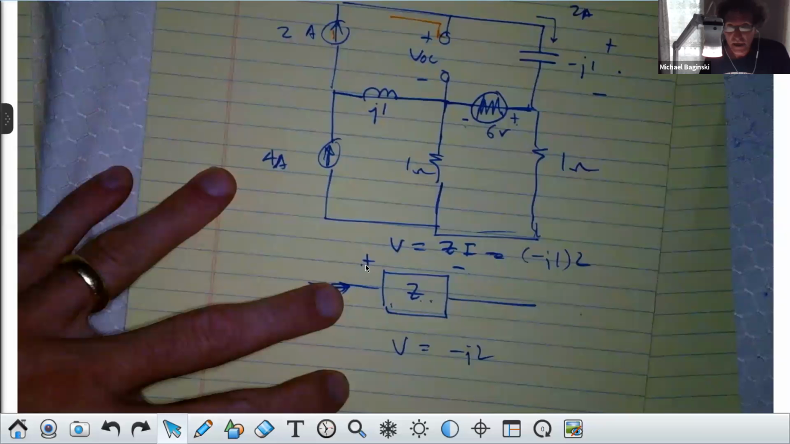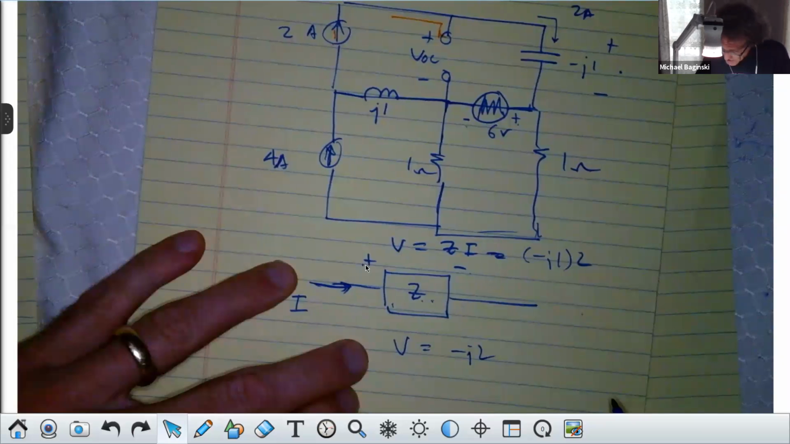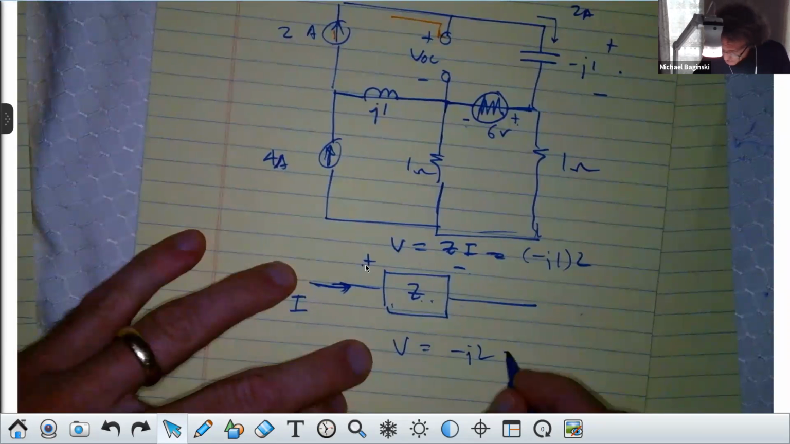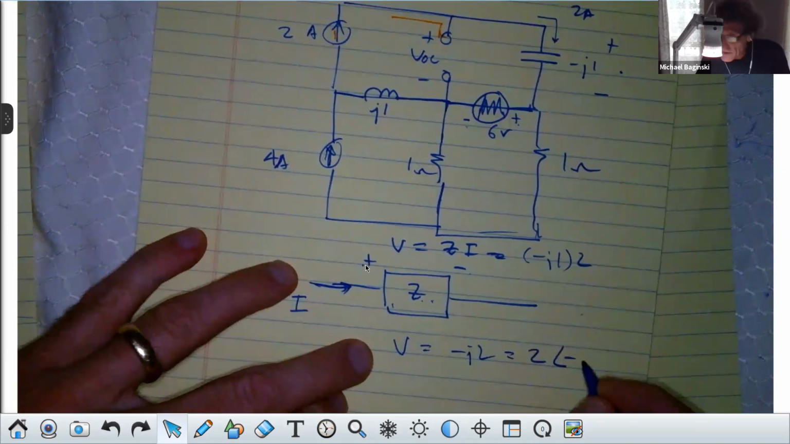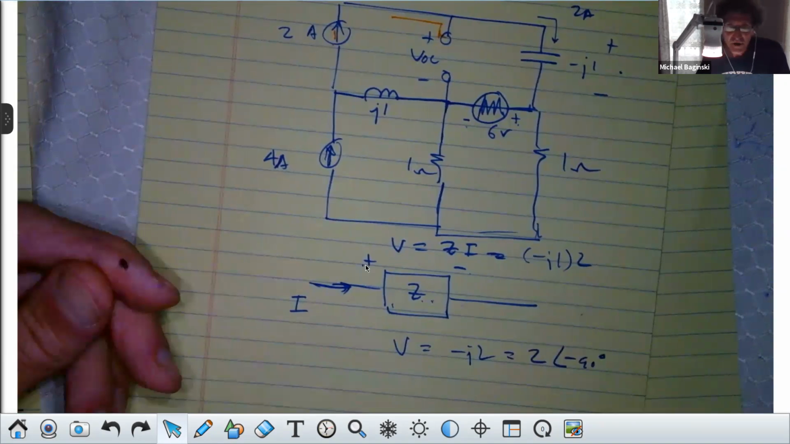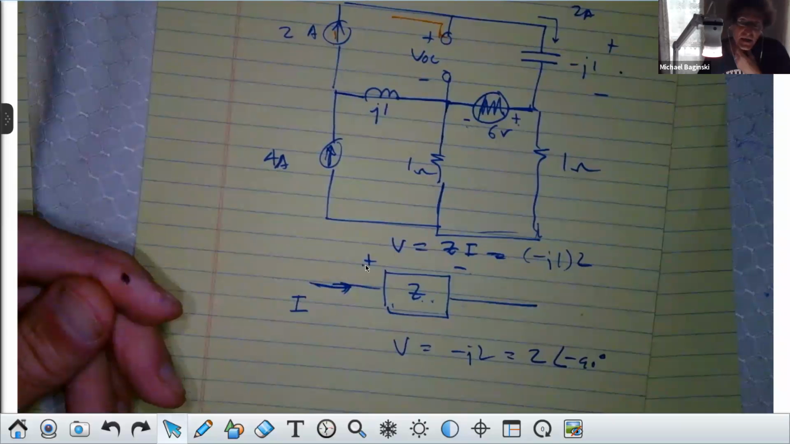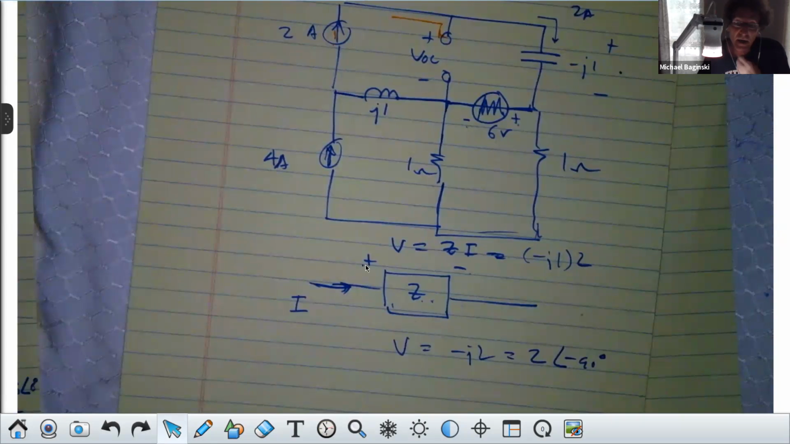That's all it is. It is in volts too. Minus j2 can be rendered as 2 at an angle of minus 90 degrees. The minus j tells me it's at minus 90. If it was plus j, it would be at plus 90. Okay? Now you asked about the open circuit voltage.